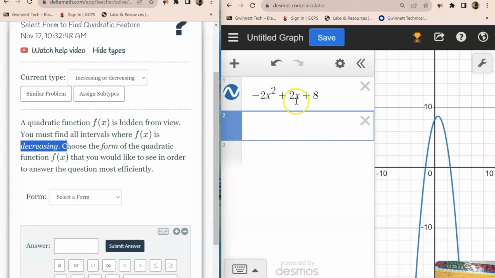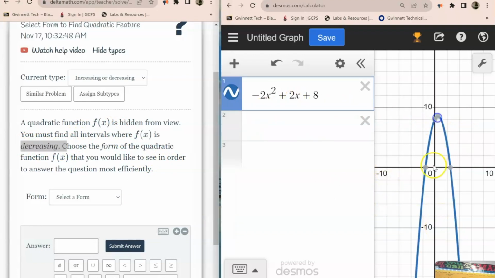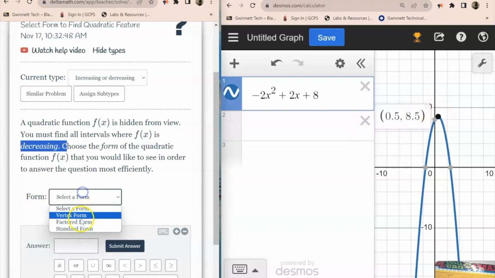So here's a graph of a quadratic function. This is increasing over here. When I get to this point, I start to do what? Decreasing. So this is my turning point. What is this called? This is my max or my min, but also it's called my vertex. So what I really need is my vertex form.